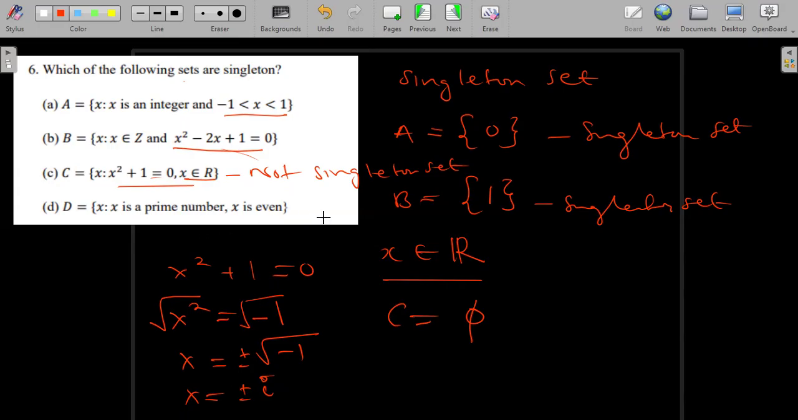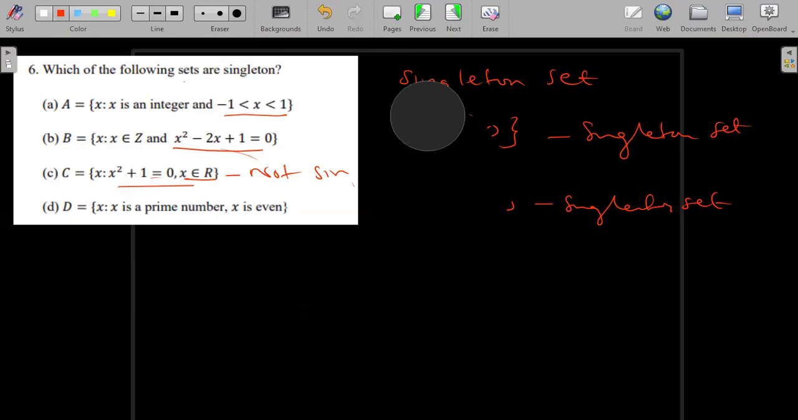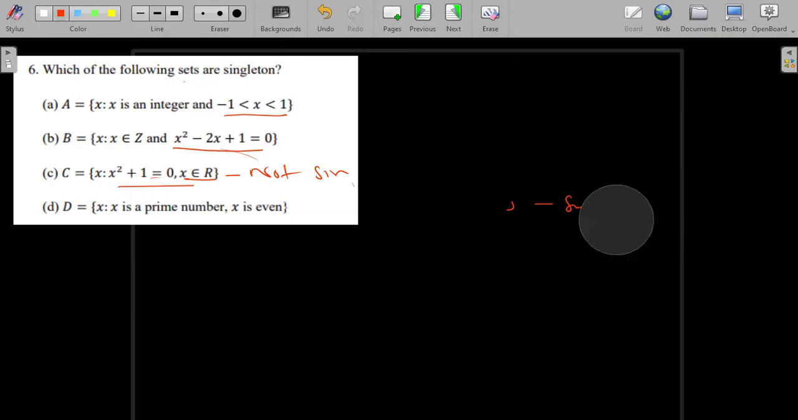I hope everybody's clear on this. If you have a question, feel free to ask. So this is why set C is not a singleton set. Okay, let's move on and do the last part. The last part we have is D.